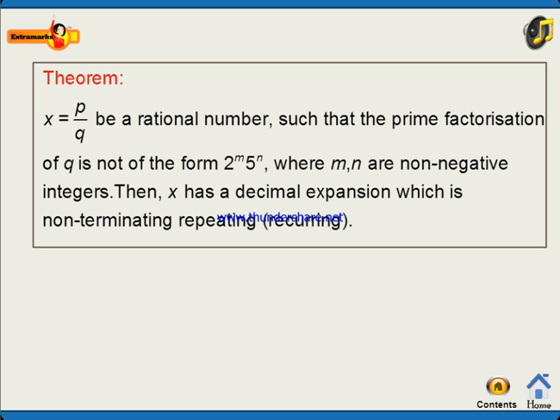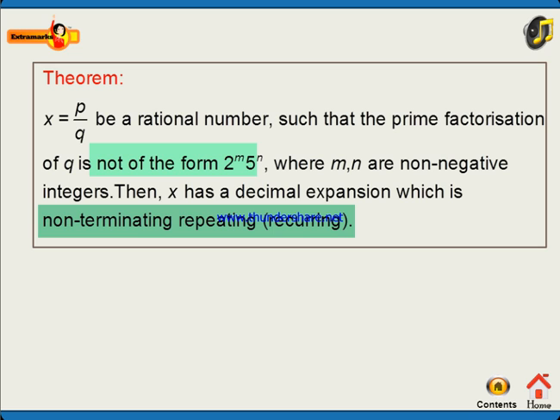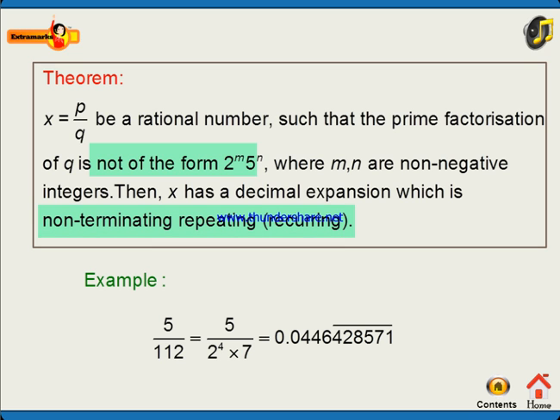Let x be any rational number such that prime factorization of q is not of the form 2 raised to the power m multiplied by 5 raised to the power n, where m and n are non-negative integers. Then, x has a decimal expansion which is non-terminating repeating. Consider the following example.